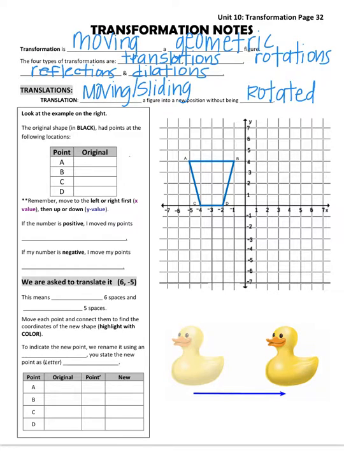Alright, so on the right we have this quadrilateral. We have point A, which has an x value of -5, y value 4. So we'll put that ordered pair over here, -5, 4. B is -1, 4. C is -4, 0. And D is -2, 0.